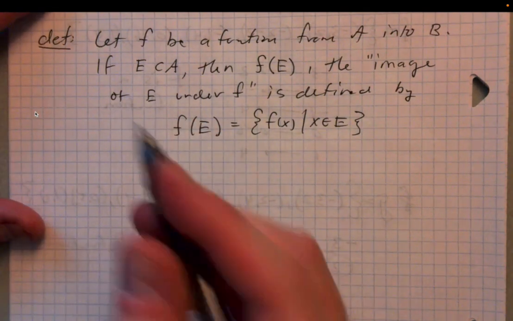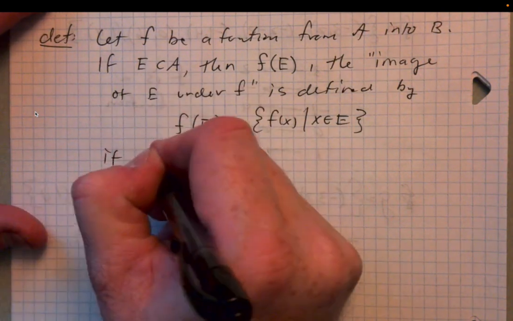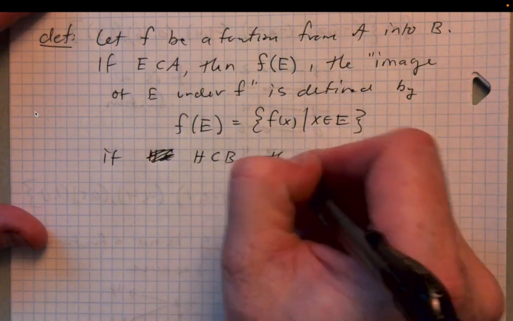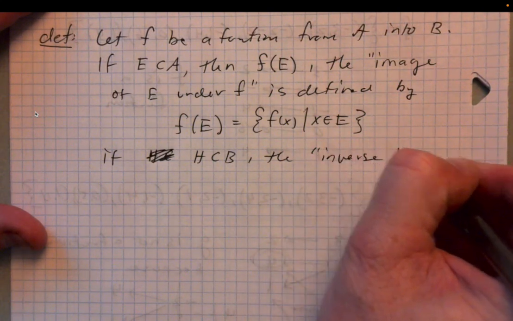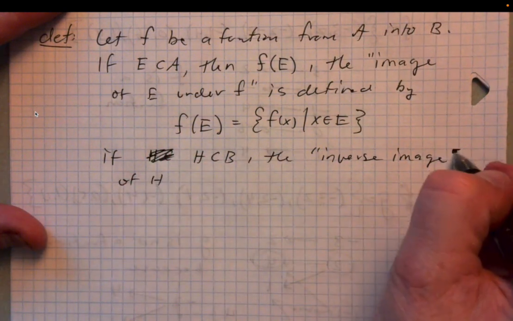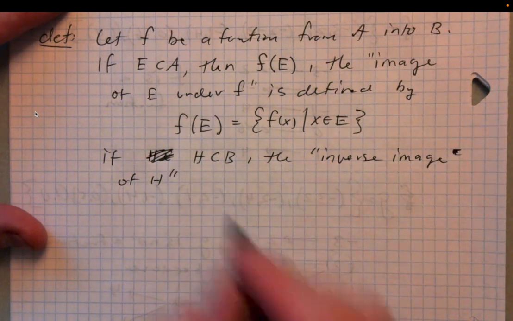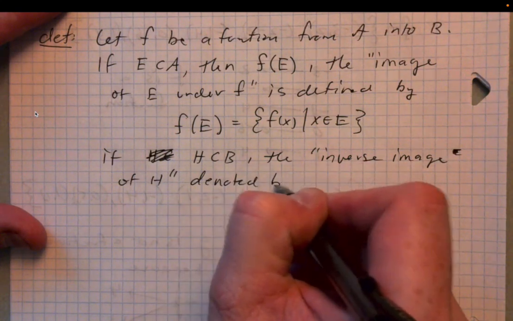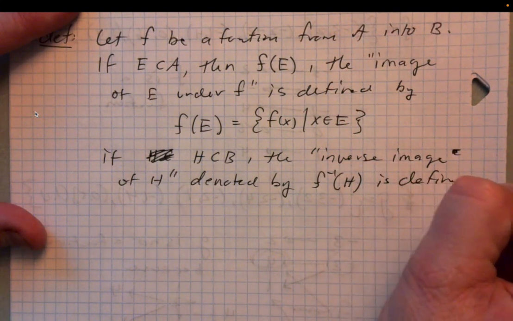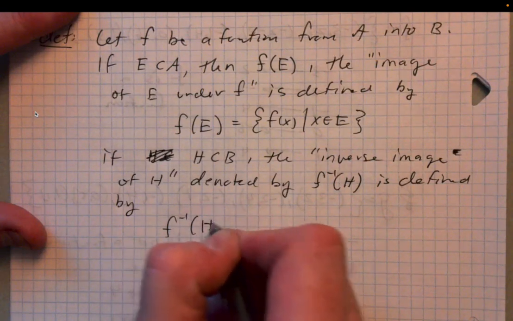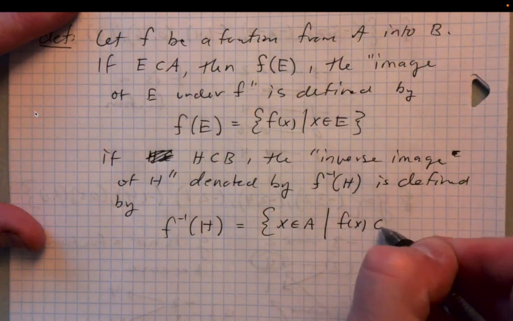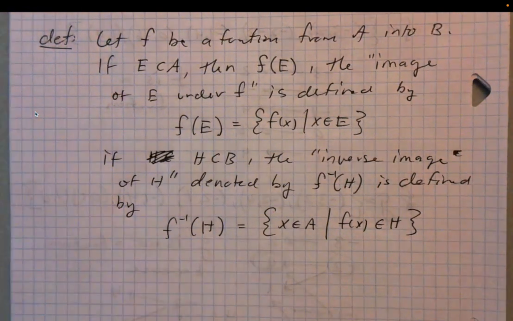Right, and a similar related concept: if H is a subset of B, the inverse image of H, which we denote by F inverse of H, is defined by: F inverse of H is equal to all of the X in A such that F of X is in H.